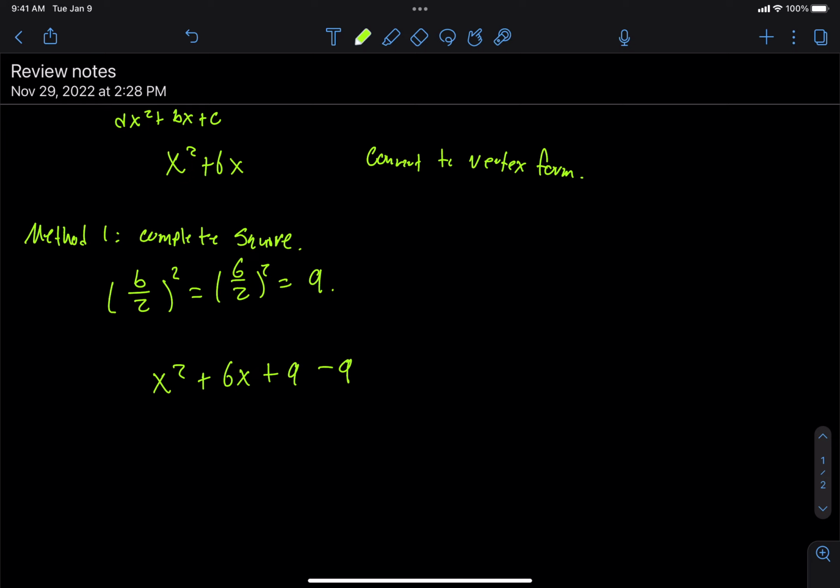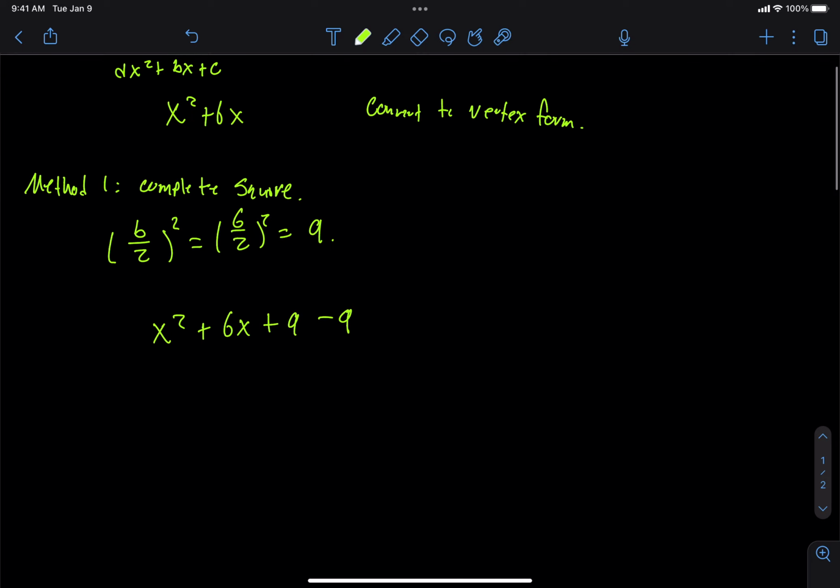So now we notice that I can do something nice if I just restrict my attention to the first 3 terms, right? I can factor this. And in fact, it's going to factor as x plus 3 times x plus 3, or x plus 3 squared. Yes?